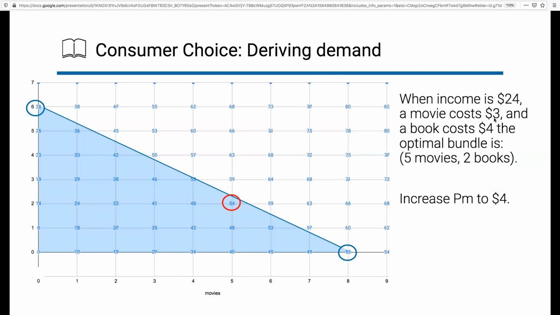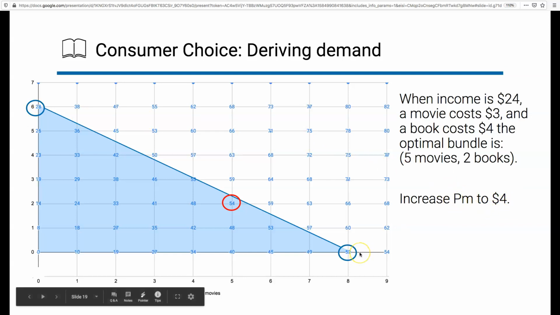What is going to happen here? What is going to happen to the consumer choice? Well, first of all, we can't buy 5 movies and 2 books anymore. That's too expensive given the new price, it will go over our income. So we need to adjust the budget line and the budget set to the new price. How do we do that? Well, first thing to notice is that when the price of movies increases but the price of books stays the same, we're still able to buy the same number of books, up to 6 books. But now with the price 4 of movies, we're only able to buy 24 divided by 4, 6 movies.